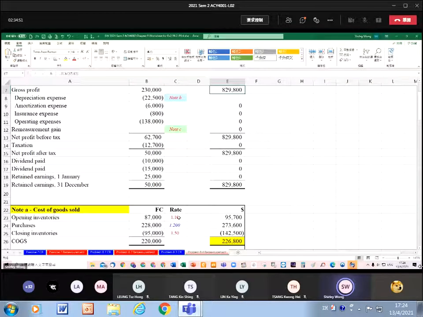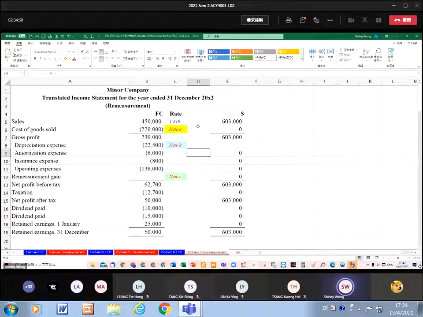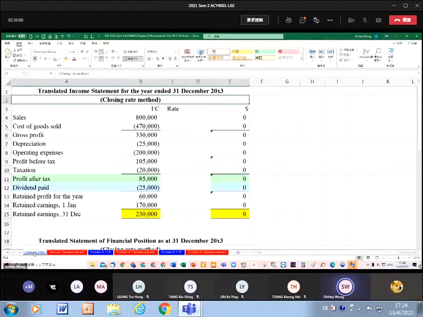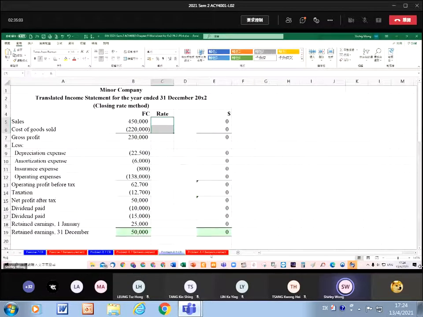So we will use this format later on. So just keep this format at this moment, and then I will let you know how to do that. So you can just take in the exchange rate and then you can get the final figures.